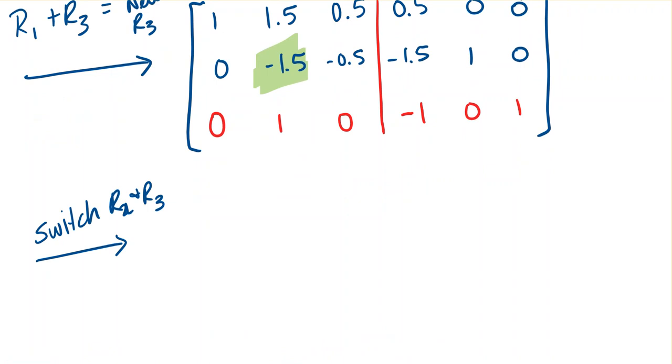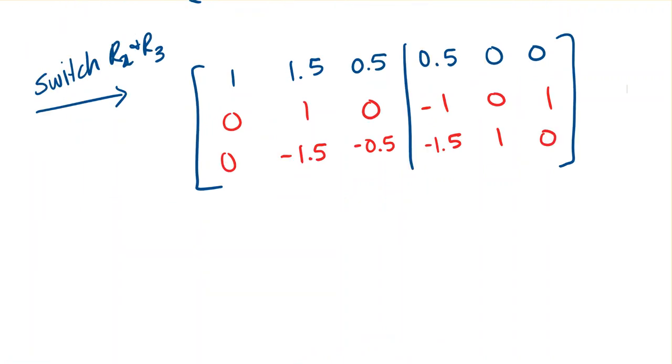So here we're going to switch row 2 and row 3. So we've switched row 2 and row 3 as we see here. We know our next goal is to get this entry to be a 0.